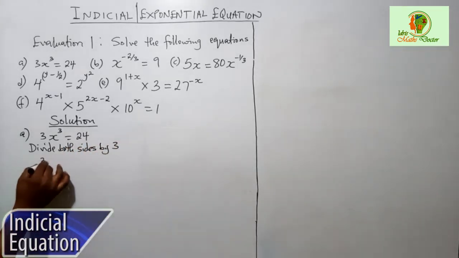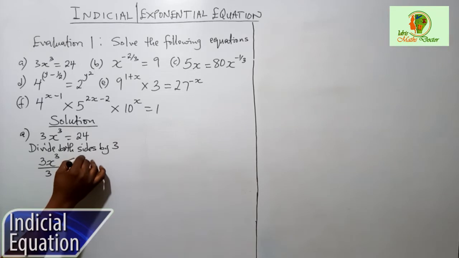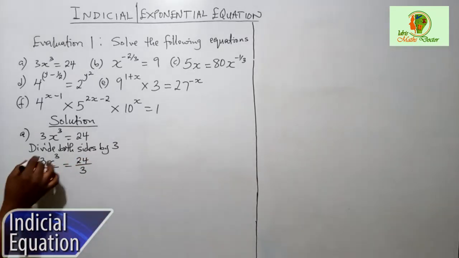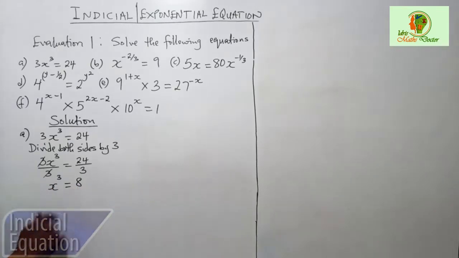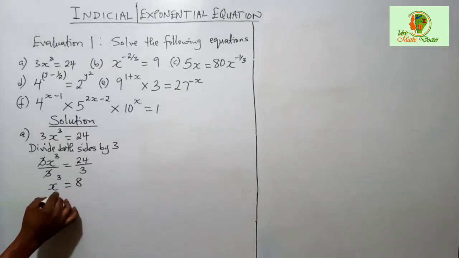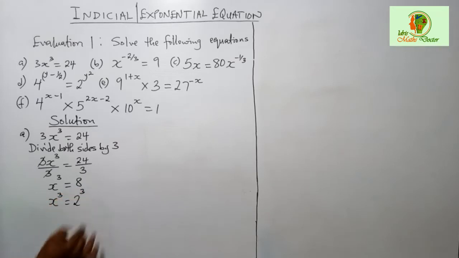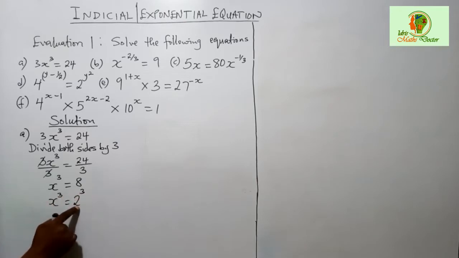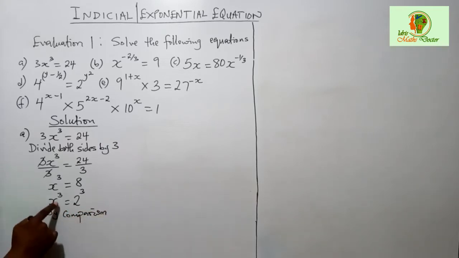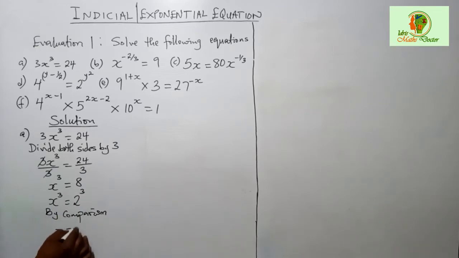So that gives us 3x raised to power 3 all over 3 equal 24 all over 3. 3 cancels out 3. So here we have what left? x raised to power 3 equal 8. We can write this 8 in index form. That will give us x raised to power 3 equal 2 raised to power 3. Now, law 2: if the powers are equal, the bases are equal. So by comparison now, since the powers are equal, it means x is equal to 2.